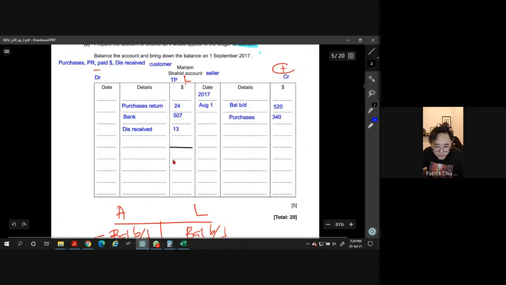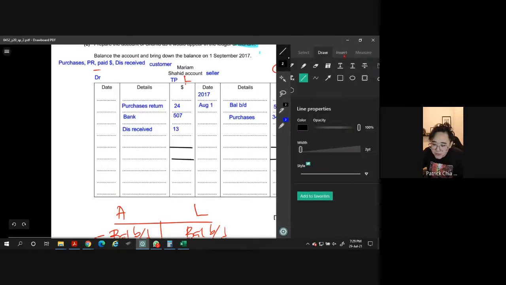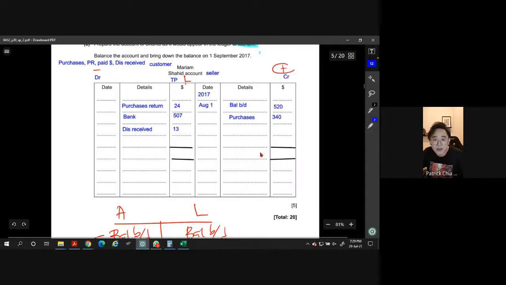Leave one line empty, draw your total line. Put in the highest number. Which side is more? Right hand side, right? So 860. 860 minus 24 minus 520. How much is left? 316.